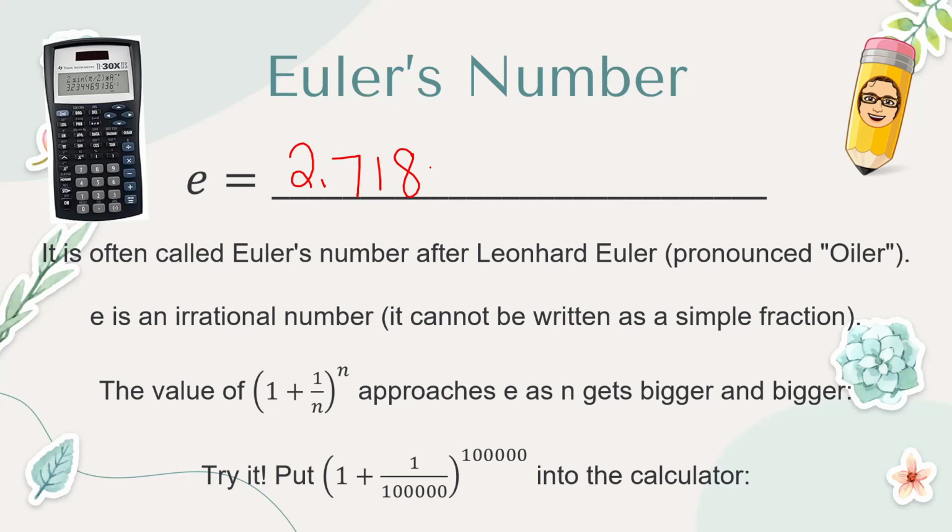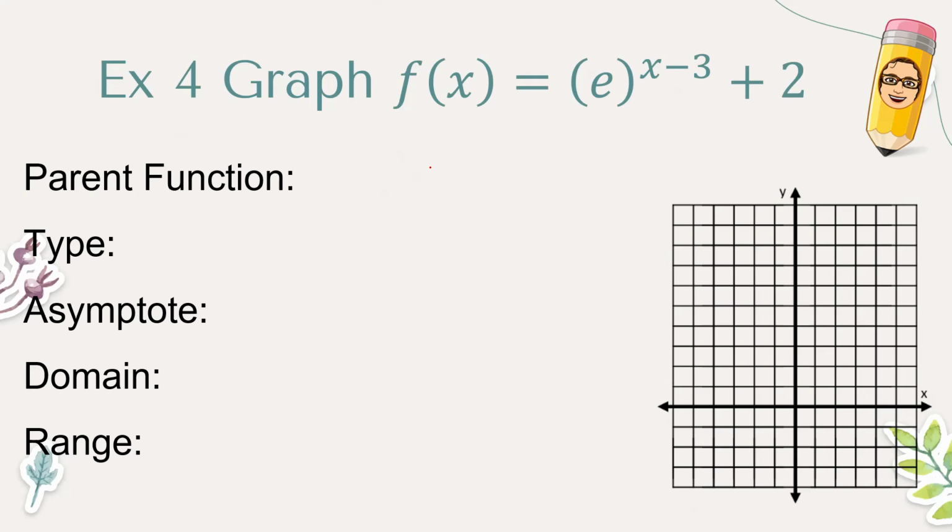E was found when they realized that if you make it so that your bank account compounds continuously, so you never stop compounding, you will find that you actually get really close to this value. And that is where this number was born in real life situations. Now, we can graph e, which is kind of a neat idea. So our parent function would just be y equals e to the x.